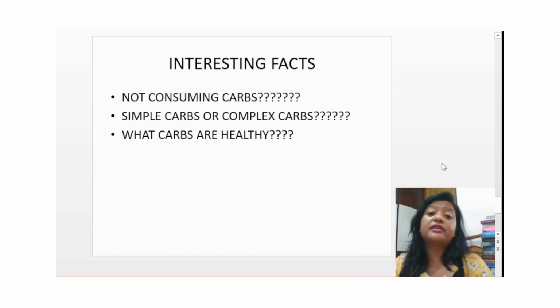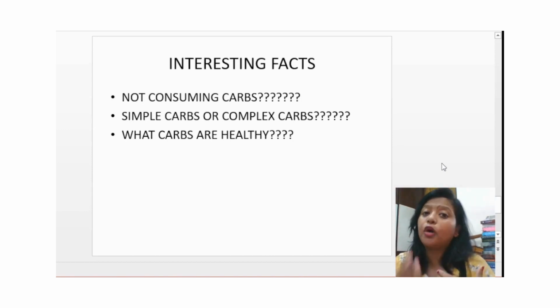Now, number three, what carbs are healthy? I've already told you some. You can go for fruits and vegetables. You can go for cereals like millets and barley. You can go for quinoa. You can go for brown rice. You can go for brown sugar. So there are many things that you can choose.